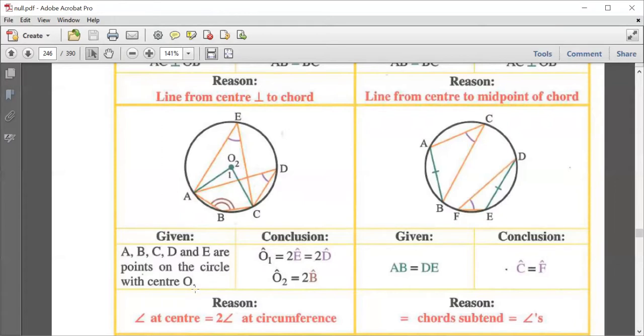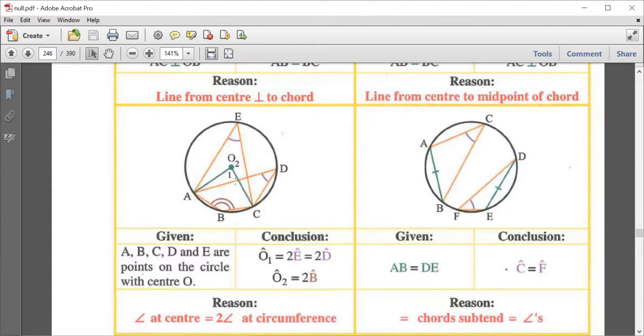then you can have the angle at the center, which is O1, equal to 2 times the angle at the circumference. See where we have the circumference here. So the center angle here is O1, so it's giving this angle here, which is E, and also giving the angle down here, which is angle D.